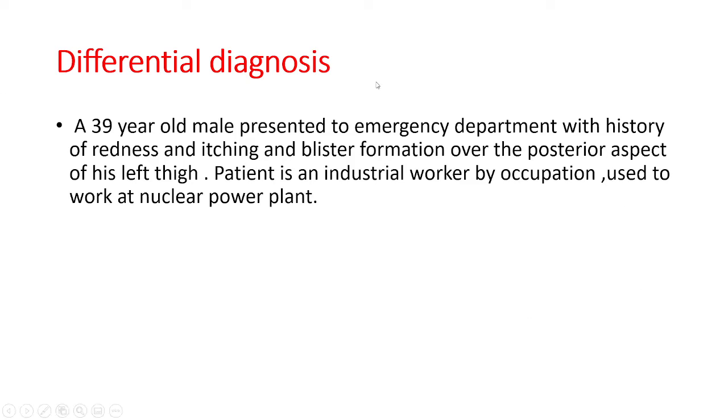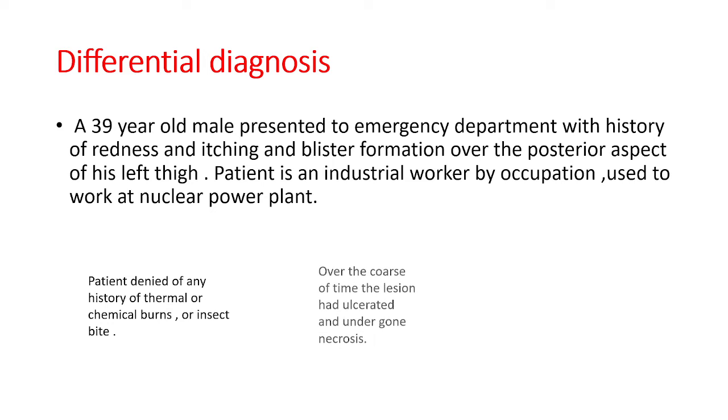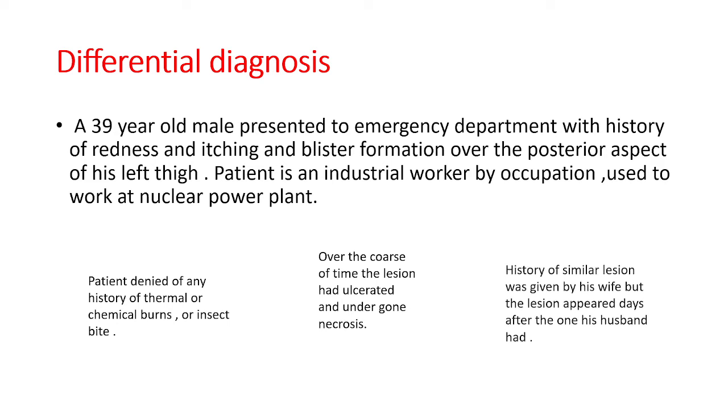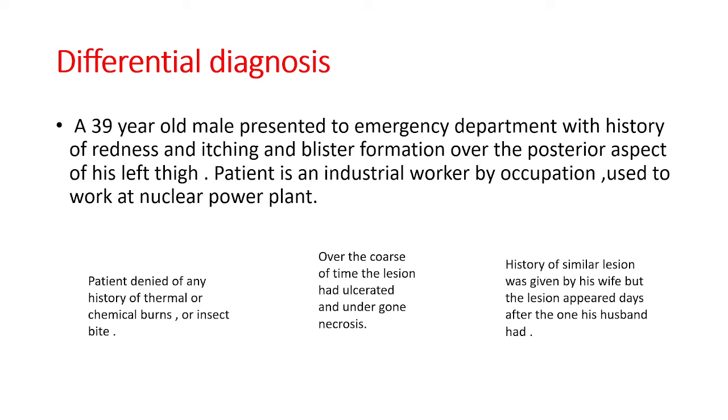Basically, see, the patient has redness and itching, and blister. So what can you suspect? The patient can have a chemical injury or burn injury, or it can be an insect bite. But the patient denied any history of thermal or chemical burn or insect bite. Over the course of 10 days, the lesion has ulcerated and undergone necrosis. A similar history was given by his wife, but her lesion appeared days after the one her husband had.